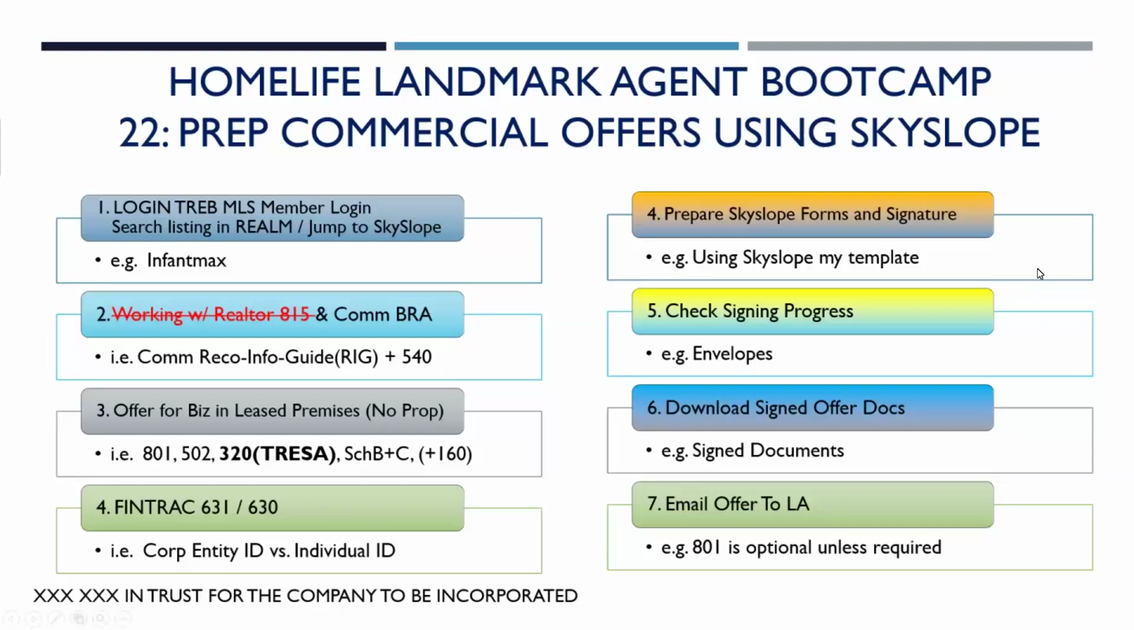Then you prepare the SkySlope forms and the signature. This time I will use a template that I created for myself, because there are quite many forms involved and I want to save time. I create it from the company template, and then create my own template with all the forms ready. Next time I deal with a similar commercial offer for a business without property, I can just use it. You can do the same thing, and I will show how to do that.